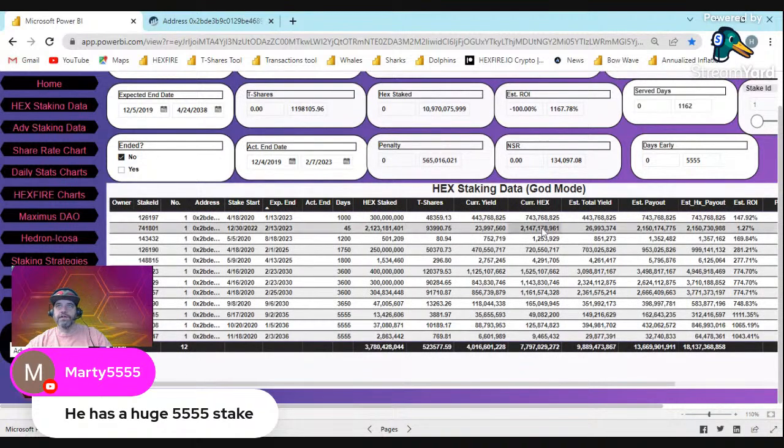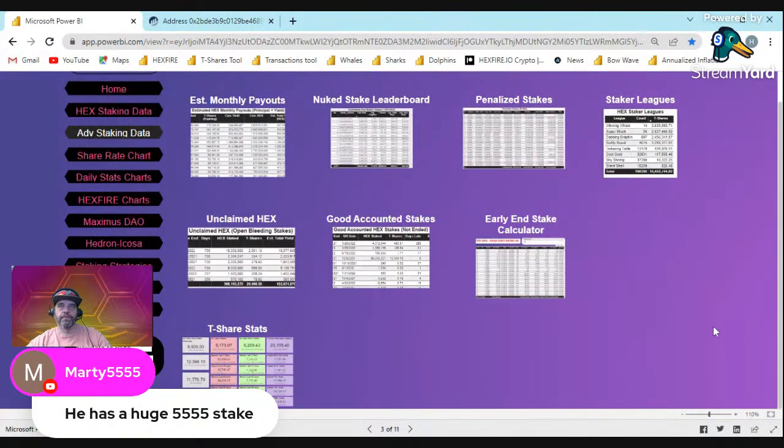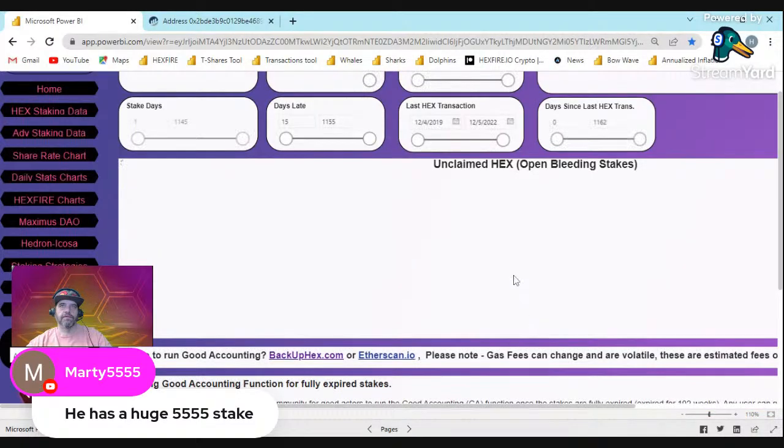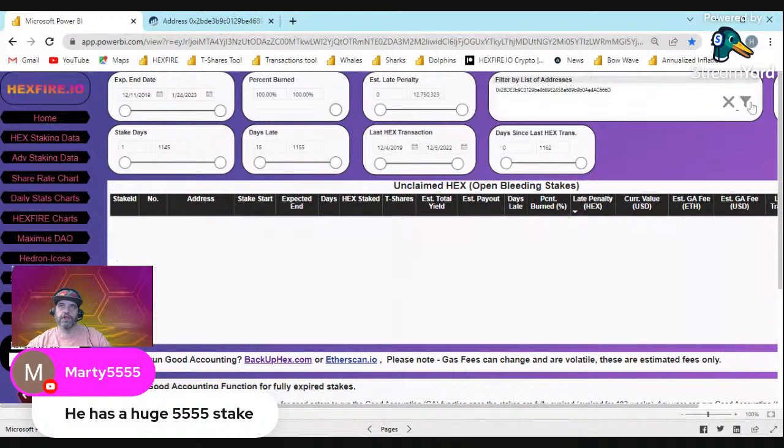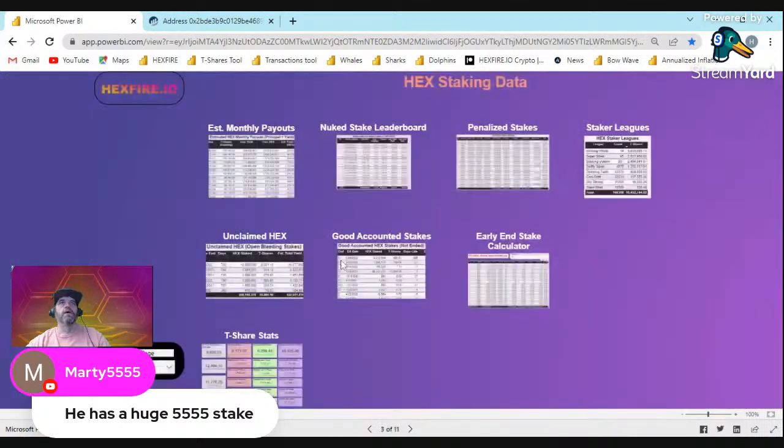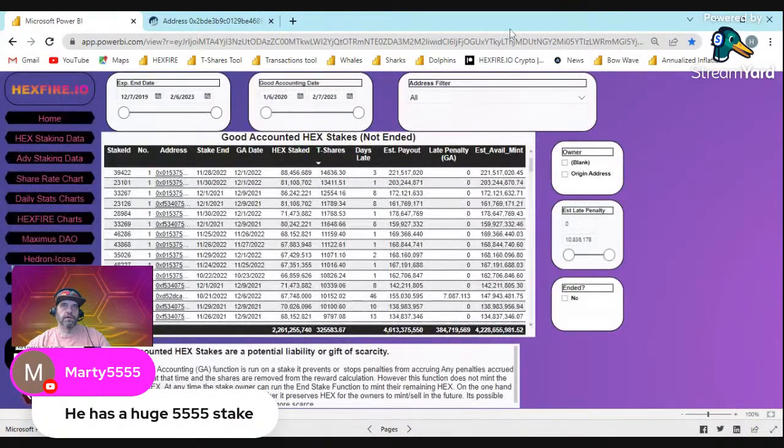All right, so we have his address. Let's go to the advanced staking data real quick. We're going to go to the advanced staking data, and let's go see if he has any unclaimed stakes. I could do this a couple different ways. So unclaimed are stakes that are late, that have not been GA'd and haven't been ended. And I had it set at 100%, so I'm going to bring down the percent burned lower. So I don't see anything here, which leads me to believe it's been GA'd. So let's go back and let's go look at good accounted stakes.